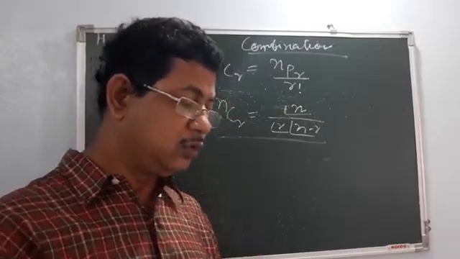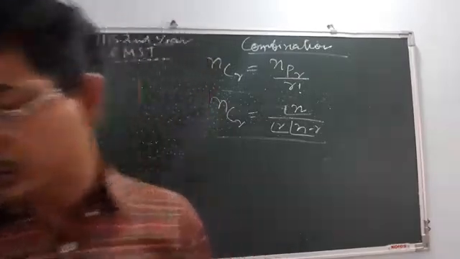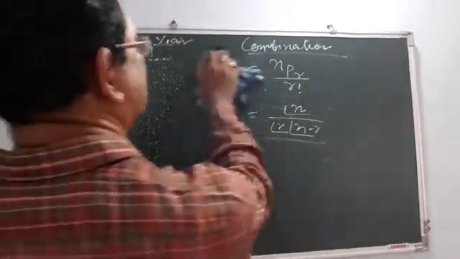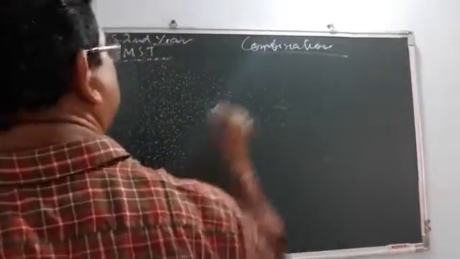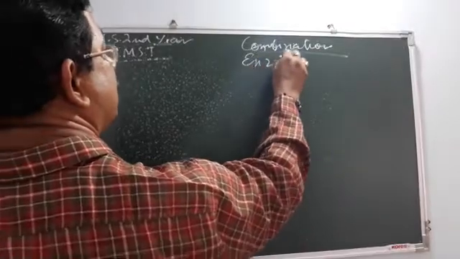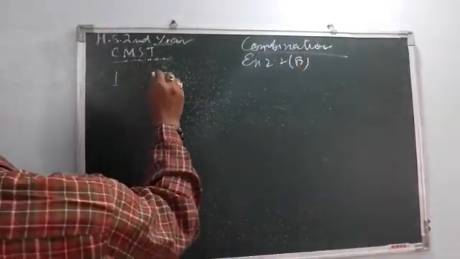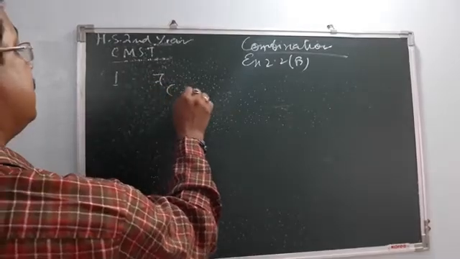Now we will do exercise 2.2. Already we have done exercise 2.8. Now we will do this one, exercise 2.2b. First question they asked: find the value of 7C3.